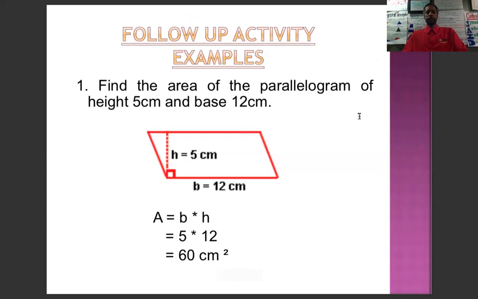Let's try some. Let's find the area of this parallelogram with a height of 5 centimeters and a base of 12 centimeters. So if our area equals base times height, and our base is 12 and our height is 5, we can plug in our values. Remember our unit of measure. 12 times 5 equals 60 centimeters squared. Centimeter times centimeter is centimeter squared.